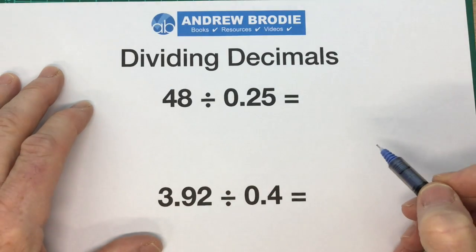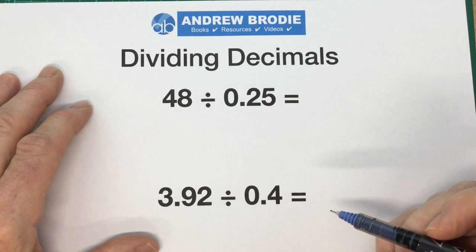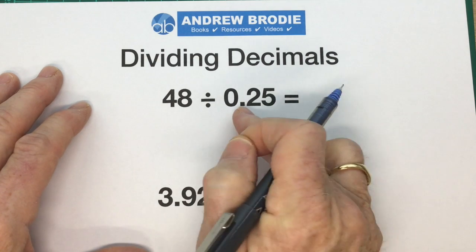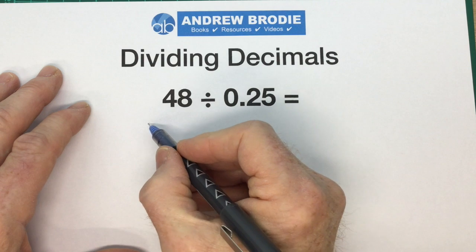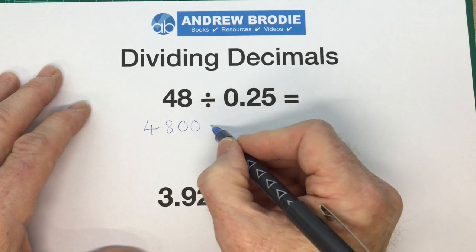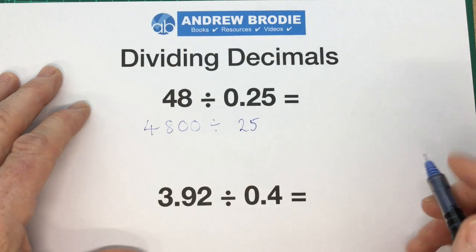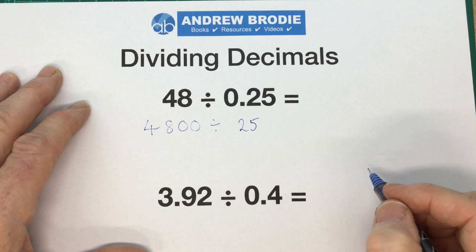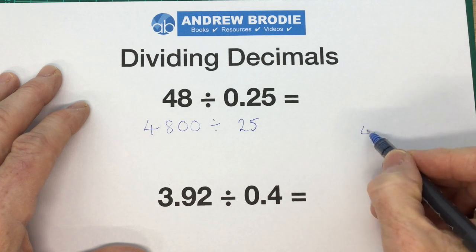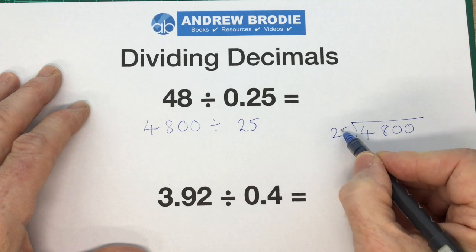So now we've got 48 divided by 0.25. This time we're going to have to multiply by 100 because we've got 2 decimal places there. So we're going to have 4,800 divided by 25. We needed to move it over 2 places, so we've times by 100. So 4,800 divided by 25.